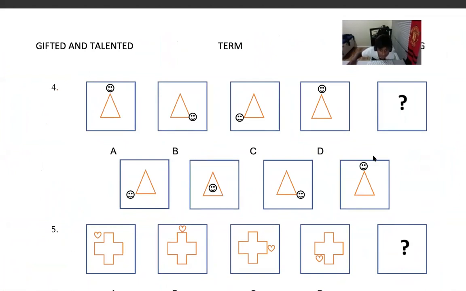Which question is it? Question 4, the first one at the top. Yeah, that was an easy one.